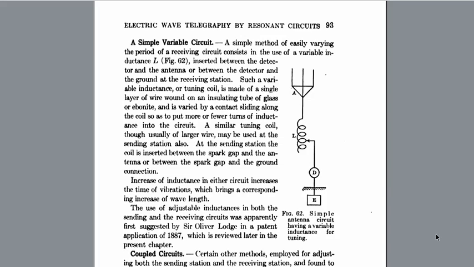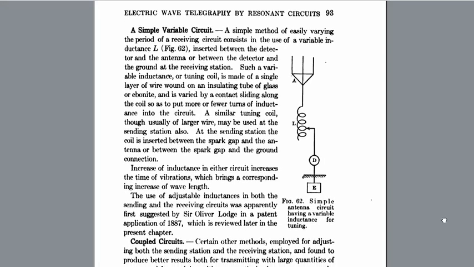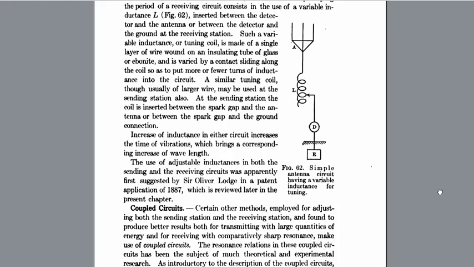A similar tuning coil, though usually of larger wire, may be used at the sending station also. At the sending station, the coil is inserted between the spark gap and the antenna, or between the spark gap and the ground connection. Increase of inductance in either circuit increases the time of vibrations, which brings a corresponding increase of wavelength. The use of adjustable inductances in both the sending and the receiving circuits was apparently first suggested by Sir Oliver Lodge in a patent application of 1887, which is reviewed later in the present chapter.